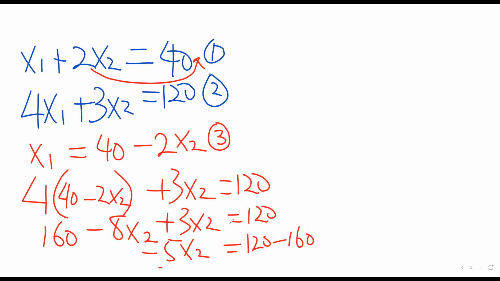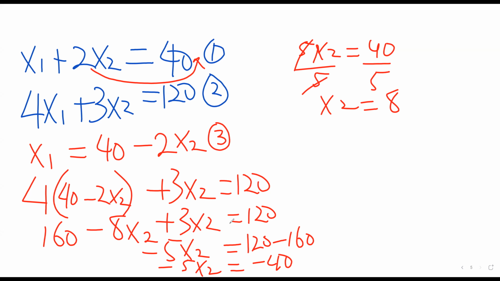Minus 5x2 equals minus 40. I'm just going step by step for a reason. Because they are all minus, you can kill the minus. And now you'll be left with 5x2 equal to 40. You divide both sides by 5. 5 cancels 5. x2 is equal to 8. That is 40 divided by 5. So that is the value of x2. You have the value of x2 sitting down here.